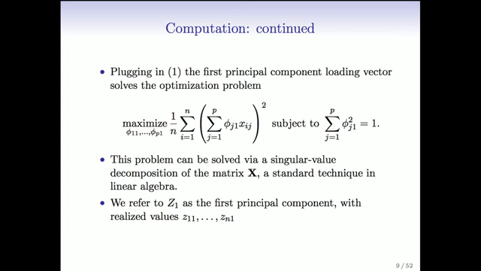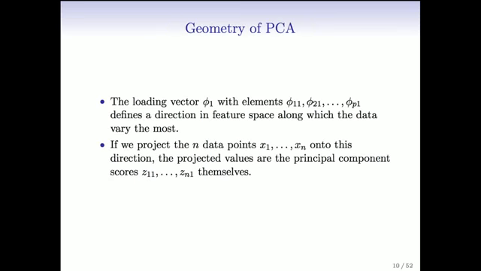So it's like we've created a new variable. We had our original p variables. Now we've created a new variable, Z1, which has n values just like each of our original variables. Exactly. Now we can think of that geometrically, and we'll go back to the picture in a moment. The loading vector is a direction of the features such that if we project down that direction, the data has the highest variance. And the values of the projected data are the principal component scores.